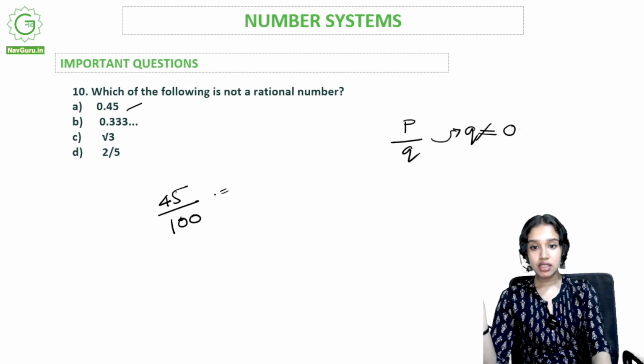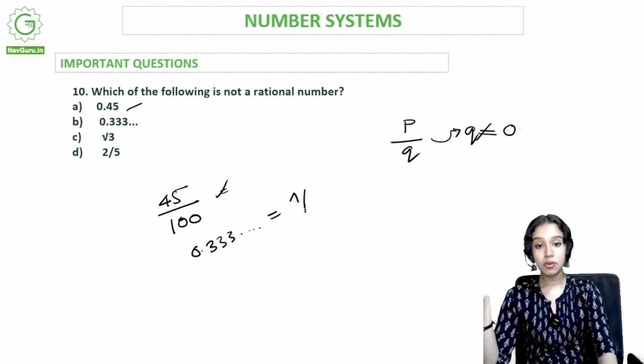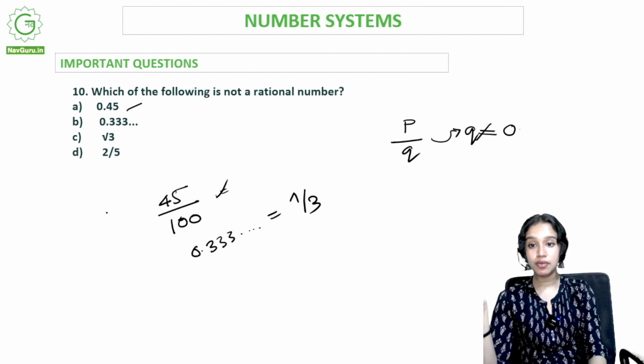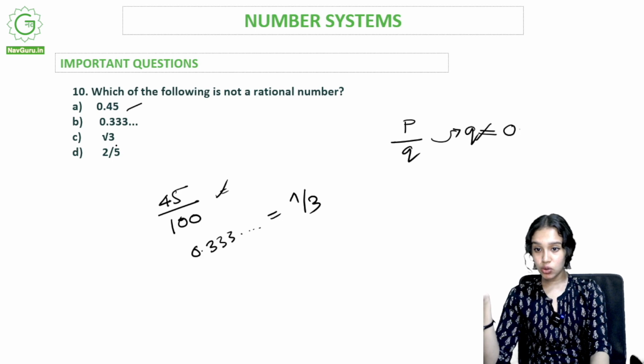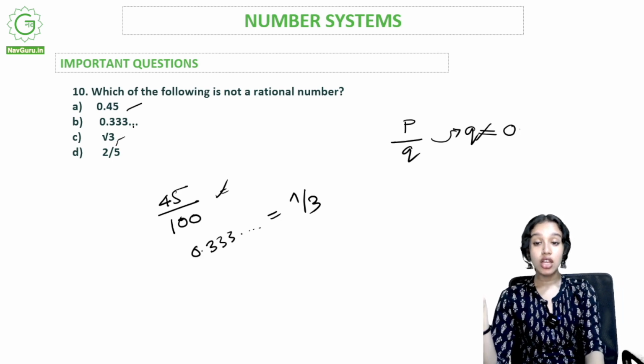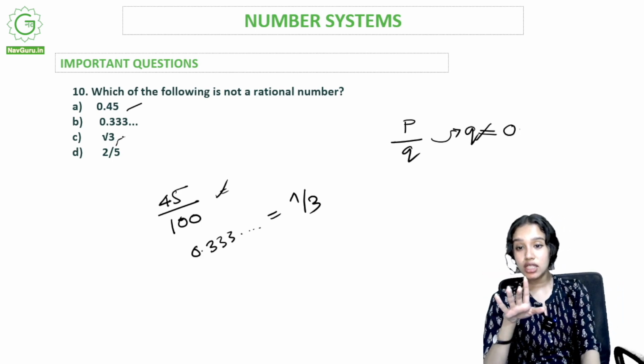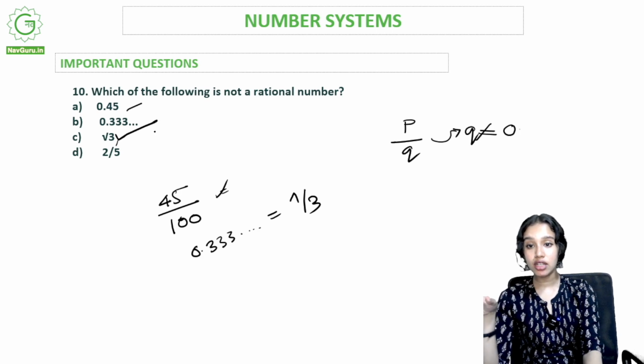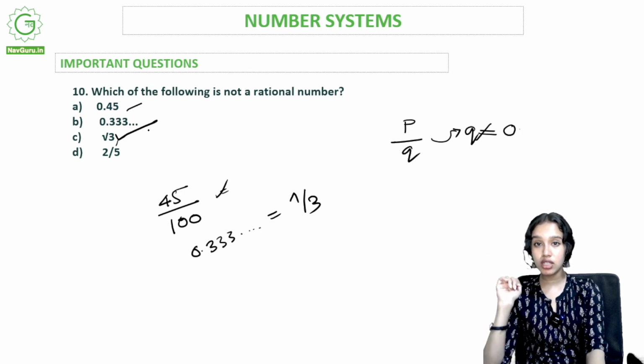Can we write 0.3333 as a fraction? Yes, we can. We can write it as 1 by 3. Can we write root 3 as a fraction? No, we can't. So this is our number which is not a rational number.